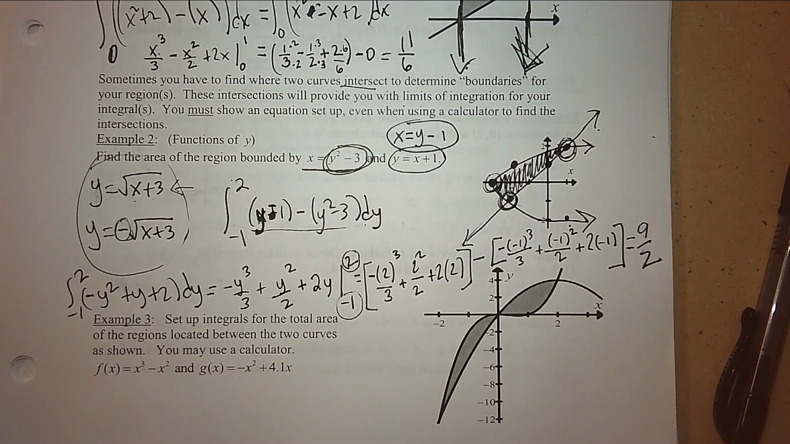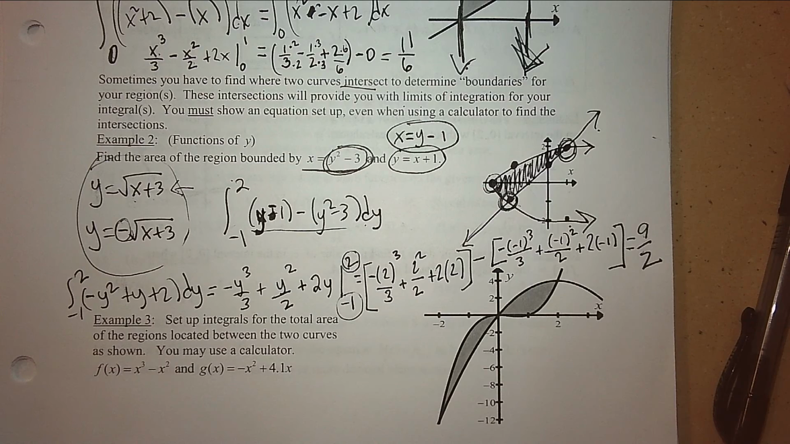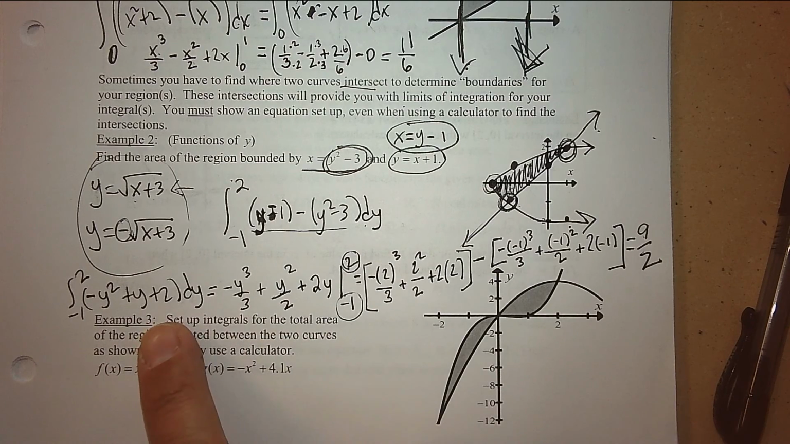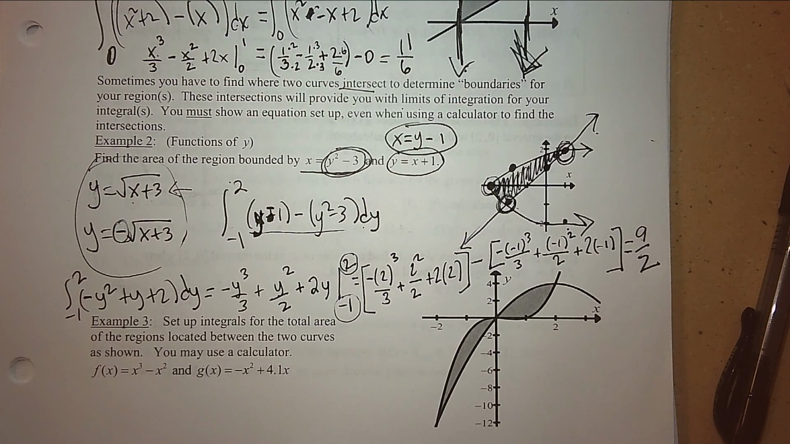9/2. What we need to know is if you are allowed to use a calculator, could you find the points of intersection using your calculator? Could you set up the integration properly and get the answer 9/2 with your calculator? So when you do your homework, do it by hand as best you can, and then practice with your calculator, okay?